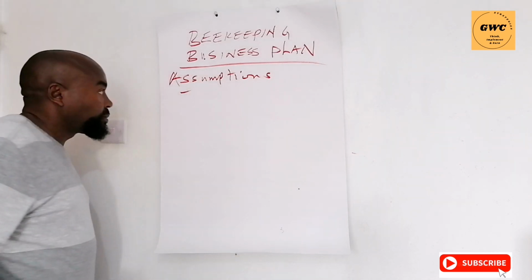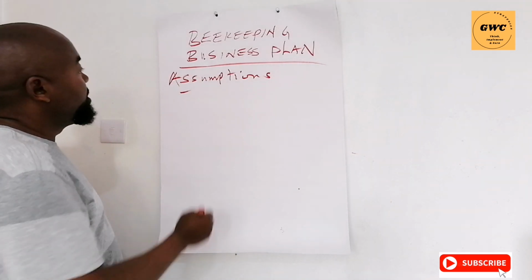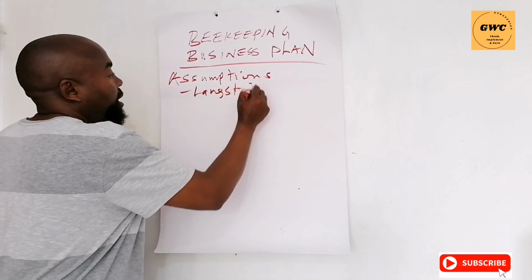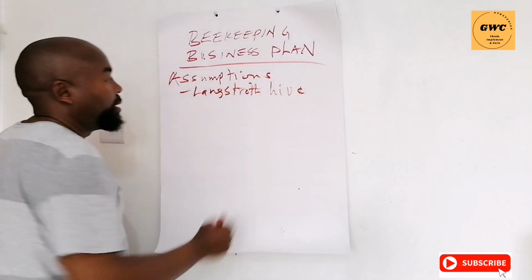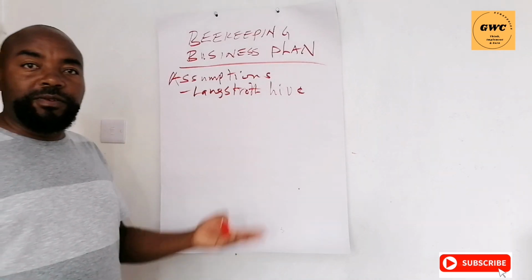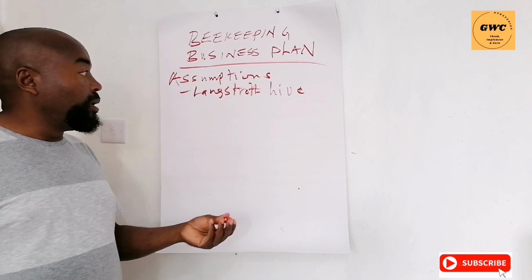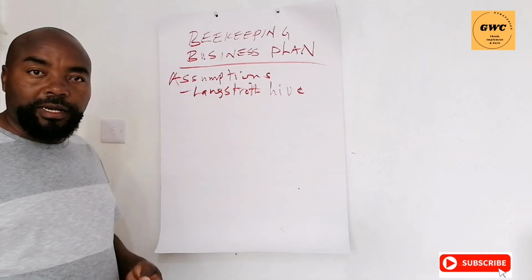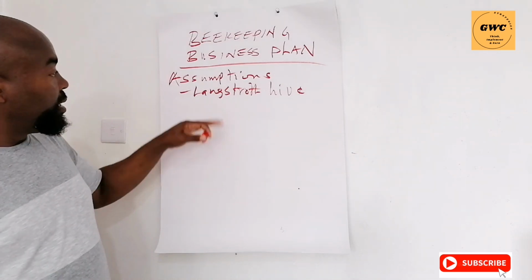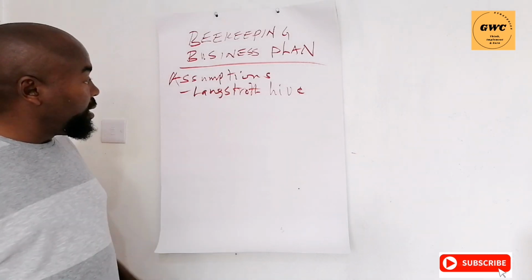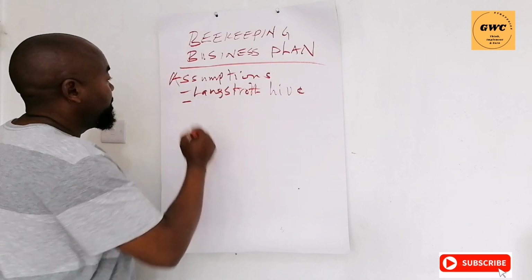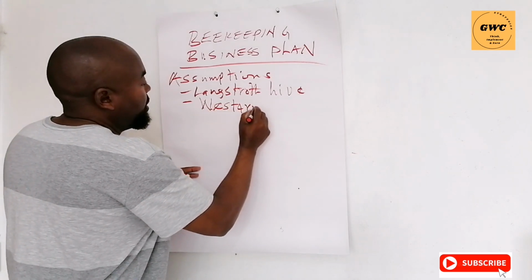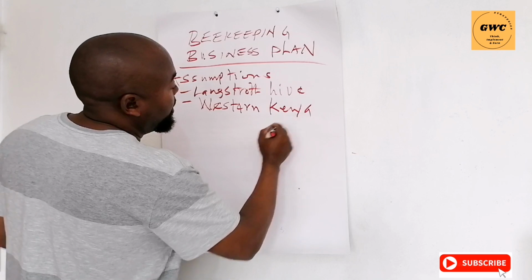The first assumption is that we're going to be using the Langstroth hive. This, again, we discussed in our previous video, that we have different types of hives, and the most common that people use is the Langstroth, KTBH and the log hive. But in our business plan, we would be looking at the Langstroth hive. And another assumption is that the scenario is in Western Kenya.